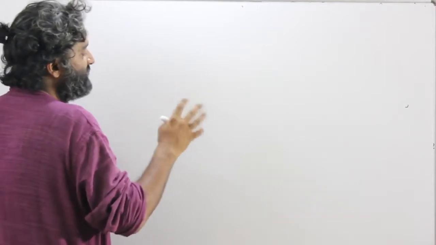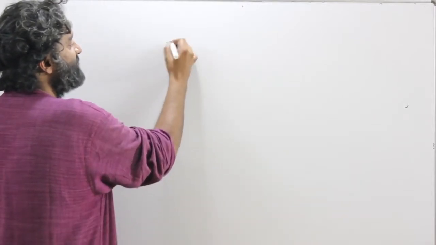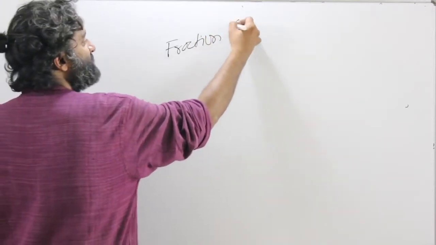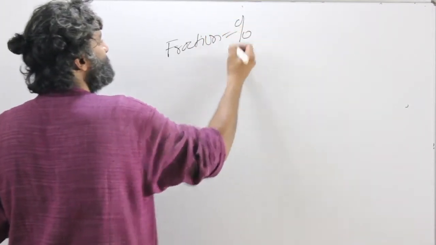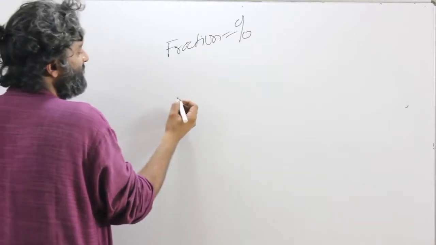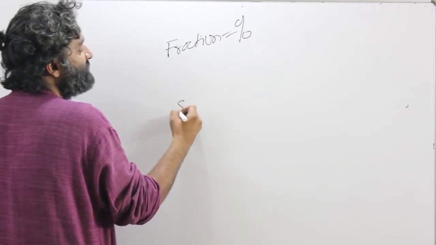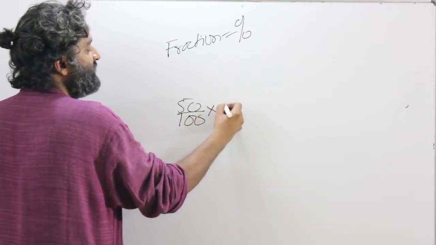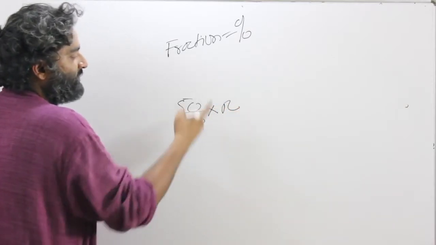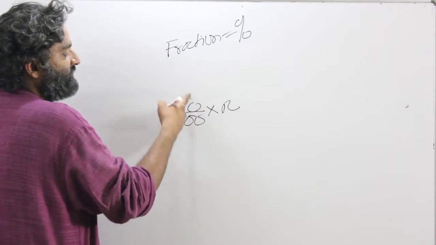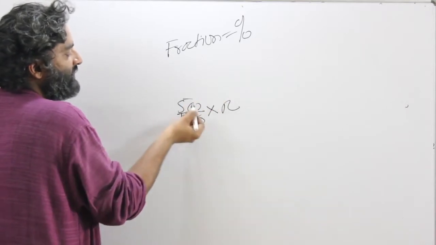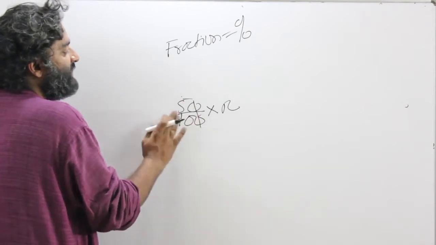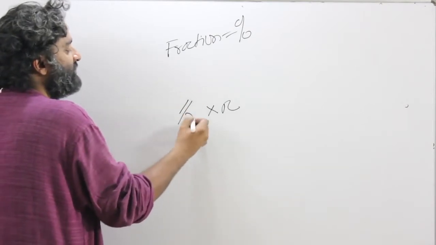Another key idea that we need to learn is the fraction percentage equivalence. For example, if you were to find 50% of a number, you would straight away do 50 by 100 into the number. But if you look at this 50 by 100, the 0 can be eliminated, and this 5 by 10 can be rewritten as 1 by 2.